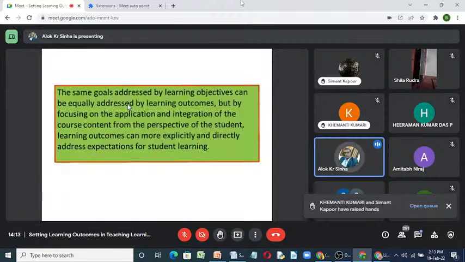So the same goals addressed by learning objectives can be equally addressed by learning outcomes, but by focusing on the application and integration of the course content from the perspective of the student, learning outcomes can more explicitly and directly address expectations for student learning. So it is associated with student expectations.